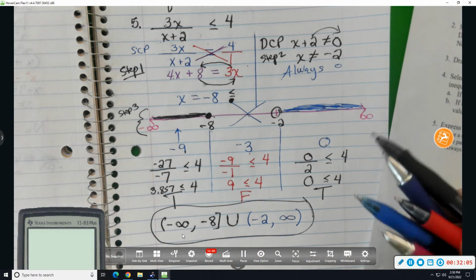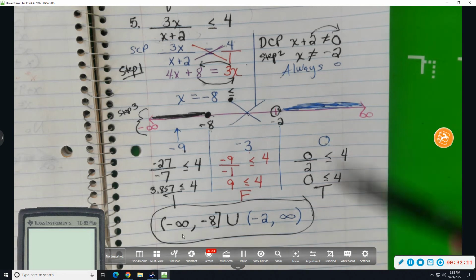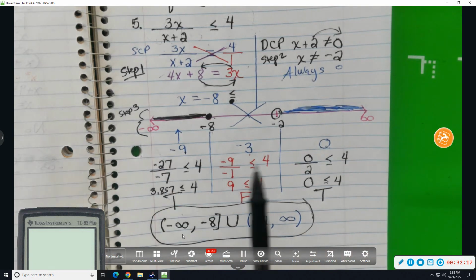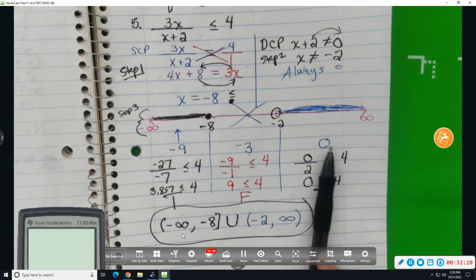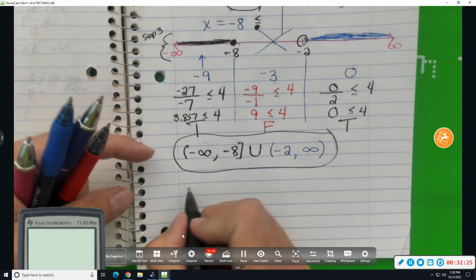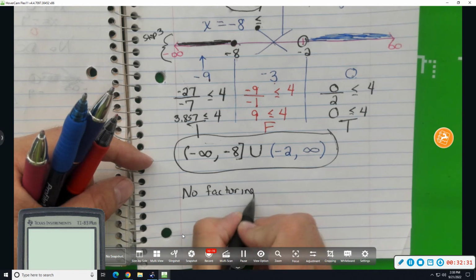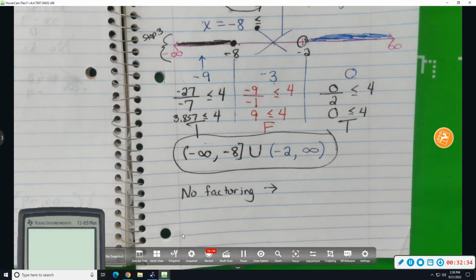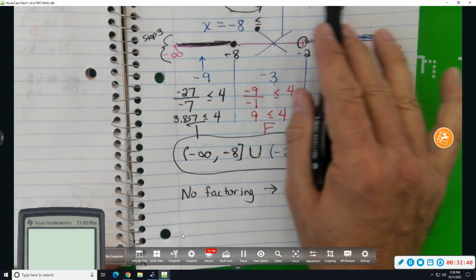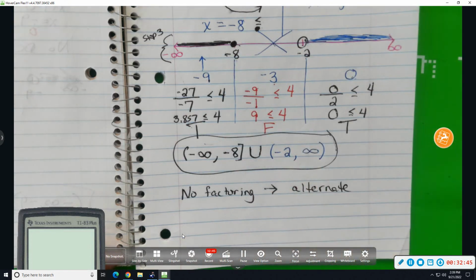In general, here's how you can look at one of these and tell if it alternates. This is the only one that I'll actually go through and test every interval. In general, if there's no factoring involved anywhere in the problem, then it's going to alternate. Like over here, on this one, there was no time that we had to factor. Remember, draw the parentheses and stuff.